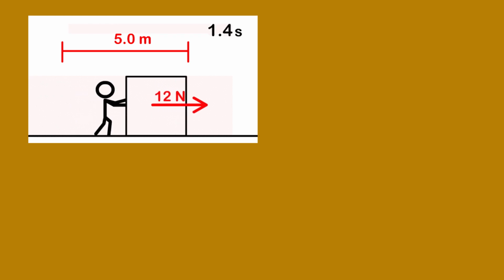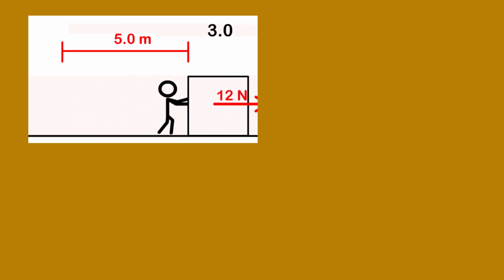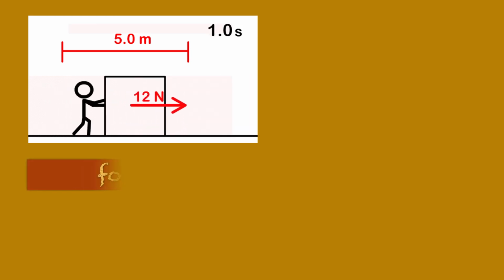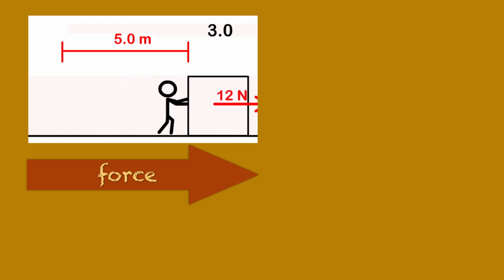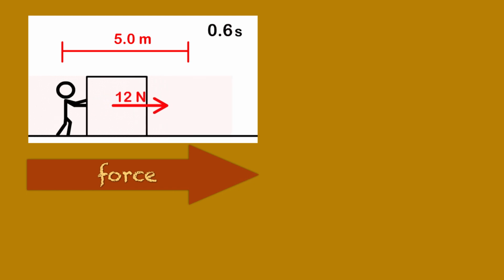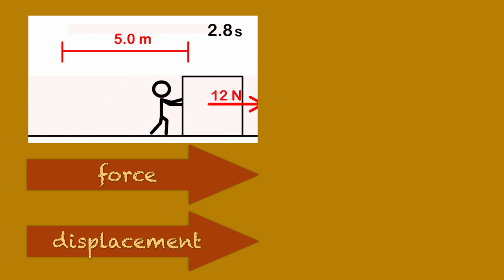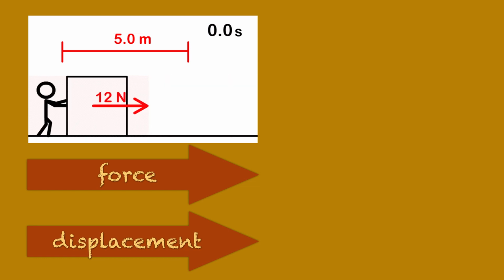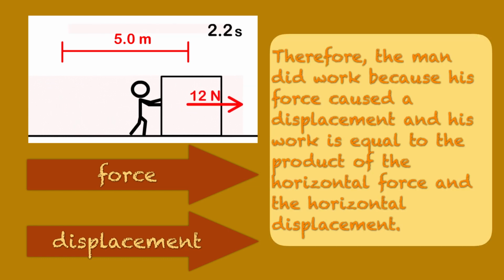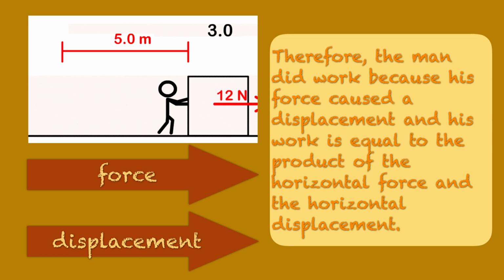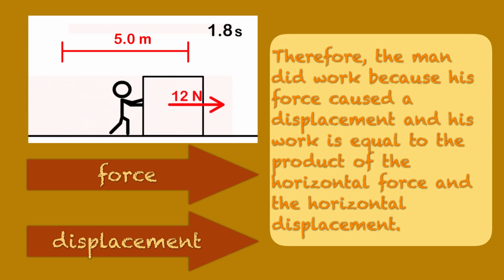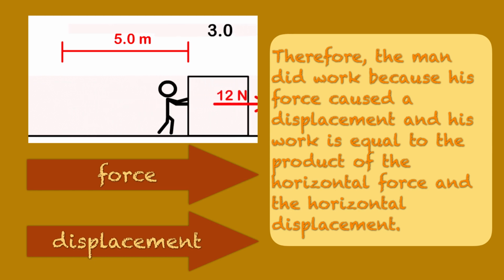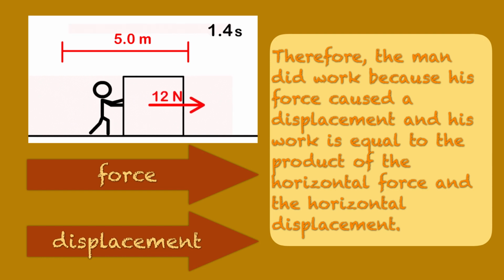In which direction is the force applied? The man is pushing the box horizontally. In which direction is the box displaced? The box is displaced horizontally as well. Therefore, the man did work because his force caused the displacement, and his work is equal to the product of the horizontal force and the horizontal displacement.